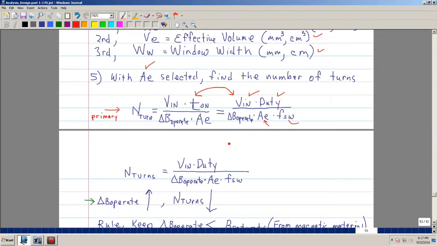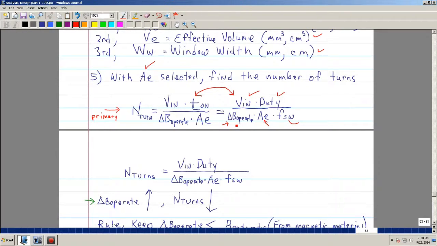Now the only variable that you now have, and I labeled this a little bit different, I labeled it as delta B operate. So it's a little bit different from the first one. On the other one, I set the delta B to 0.16. On this one, we have a little bit more leeway. So this is the flux that the transformer will be operating.